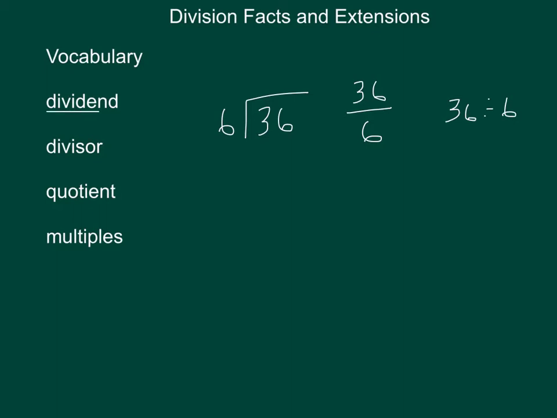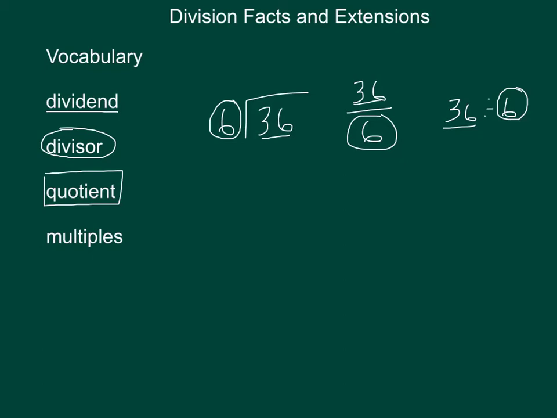The dividend is the number that's being divided. So in each of these problems, it'd be 36. The divisor is how many groups the dividend is going to be put into. So in our problems here, it's going to be divided into 6 groups. And then the quotient is the number that is in each group after you divide. So 36 divided by 6 is 6. That gives us the quotient.